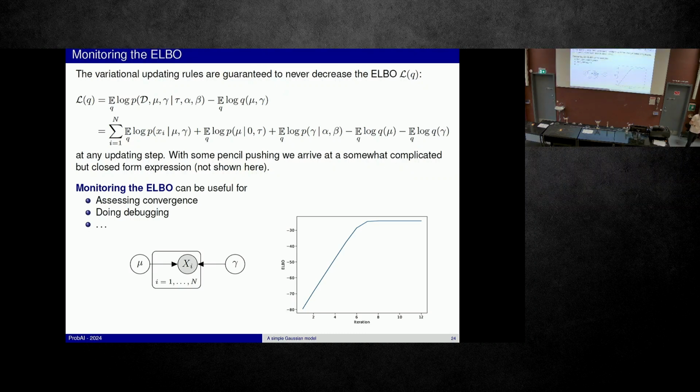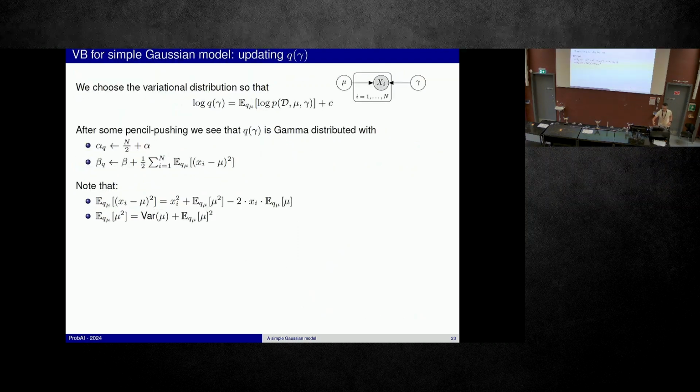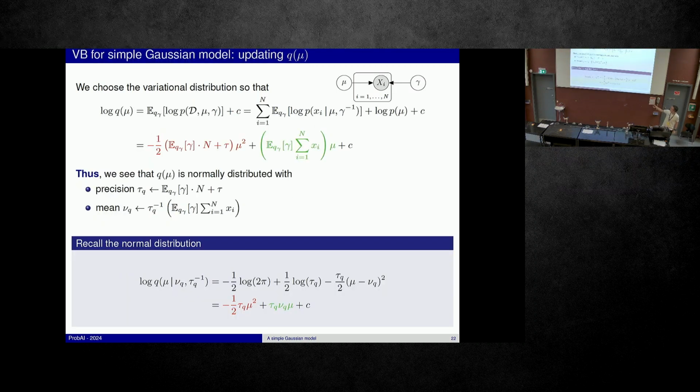And when you can do this, this is actually quite convenient, because then you can use the ELBO, which we are optimizing in a coordinate ascent fashion by iterating between updating the gamma distribution that we have here and updating the normal distribution over mu that we have here.